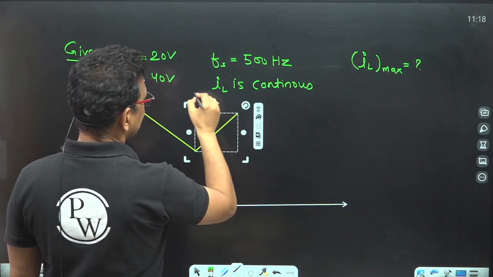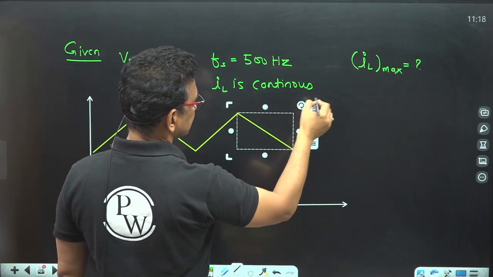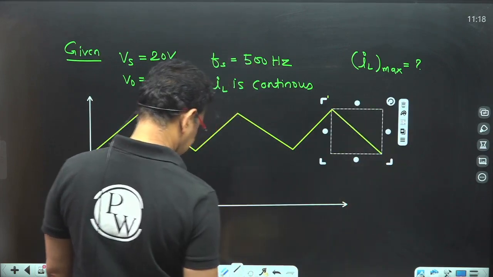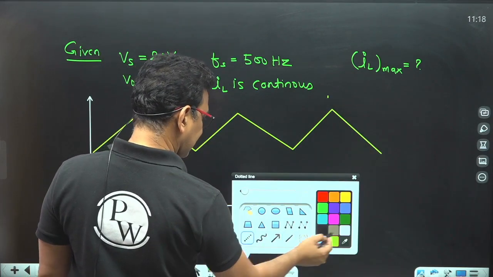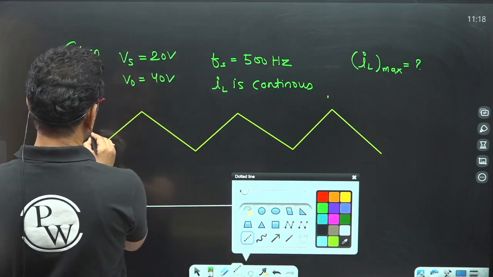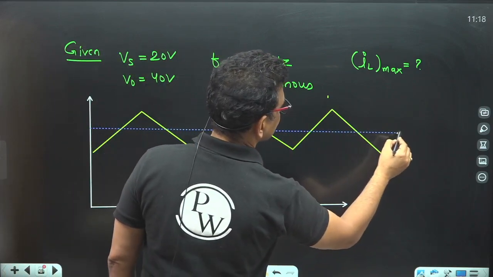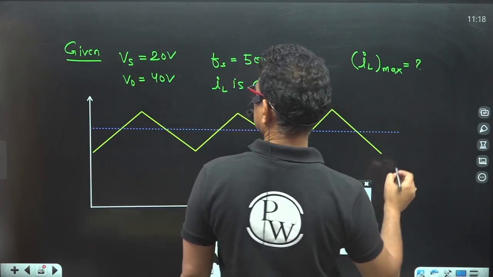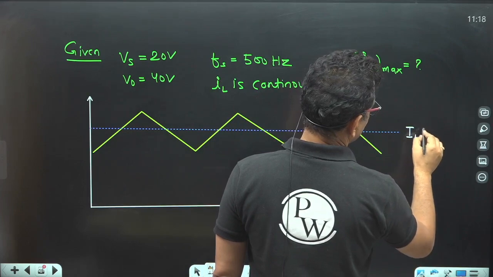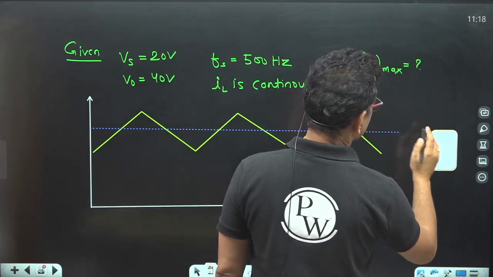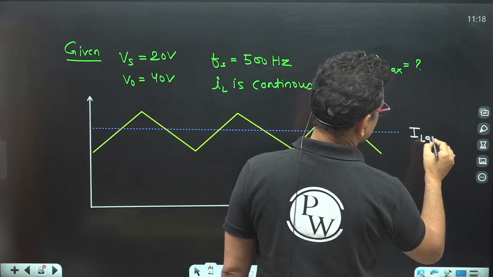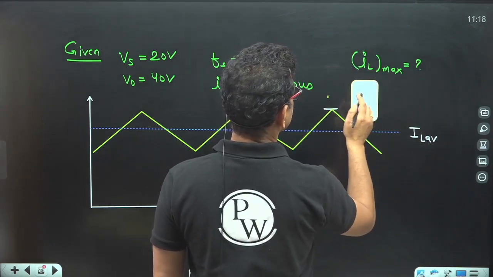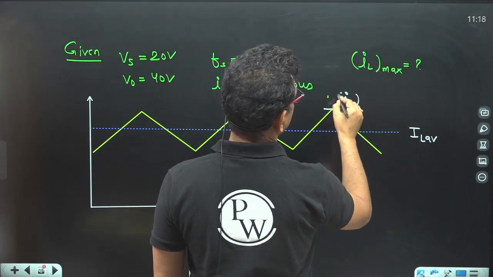During turn on time, the inductor current will increase because it stores the energy, and during turn off time it will decrease. If I find out the average of this value, you will get this average value. So this is the average value of inductor current, we can say IL average. Now, this is the maximum value of inductor current, IL max.